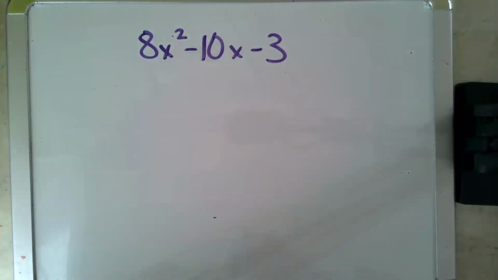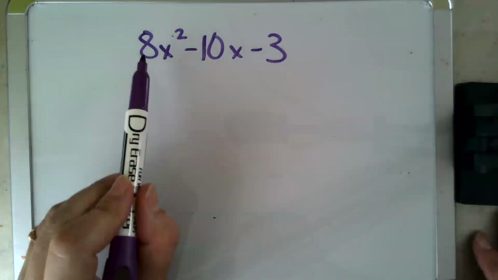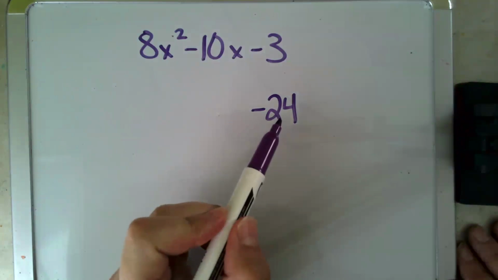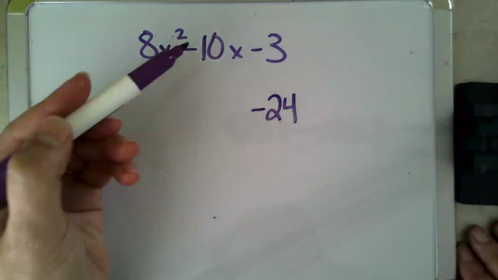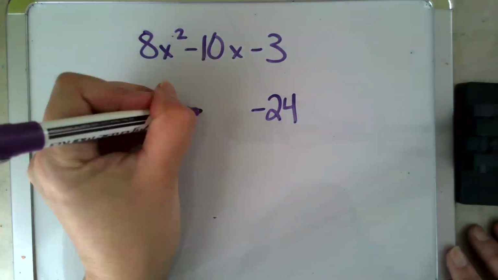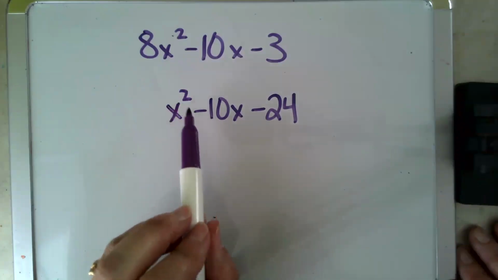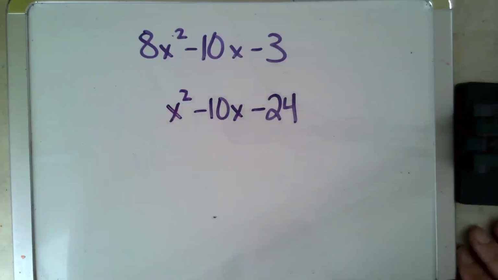We're going to start again with AC. So 8 times negative 3 is negative 24, and that is going to become our new last term. We're going to write our middle term exactly as it is, and we're going to write our first term, but minus that coefficient, x squared minus 10x minus 24. Okay, now we're going to factor this.